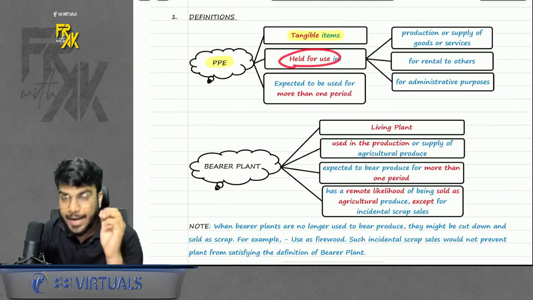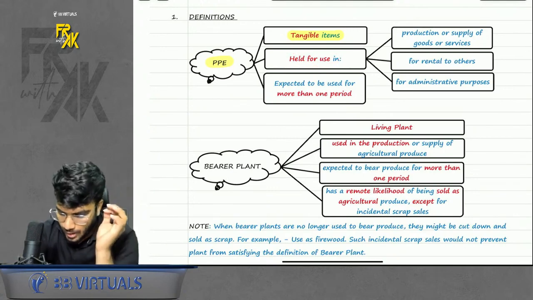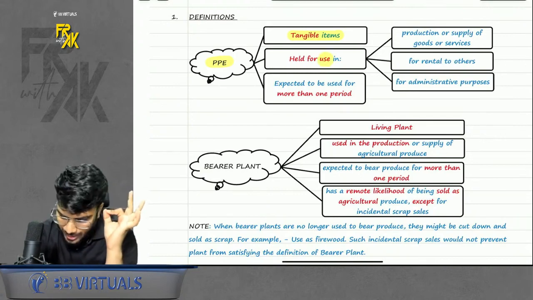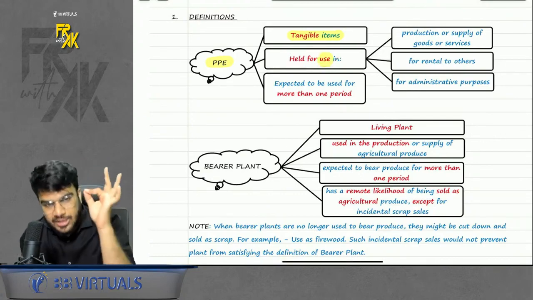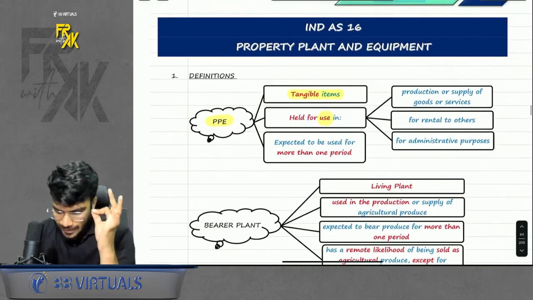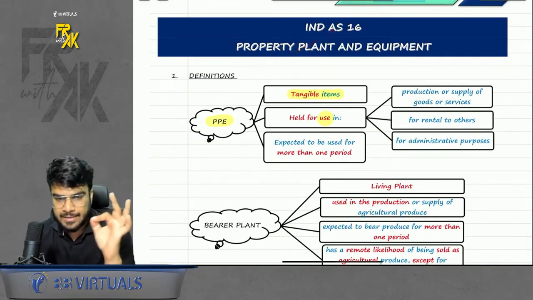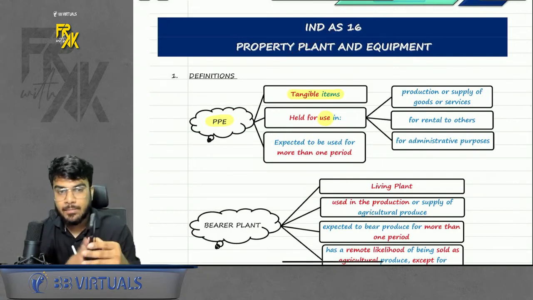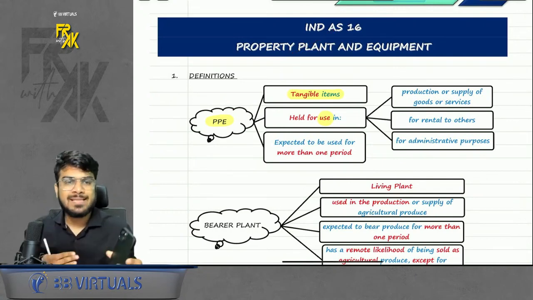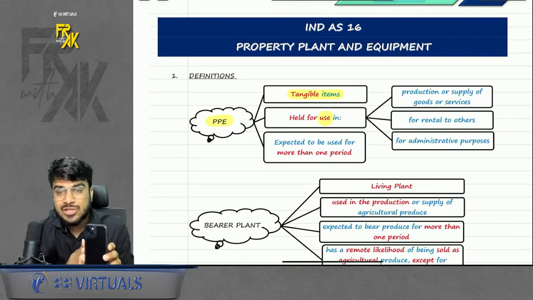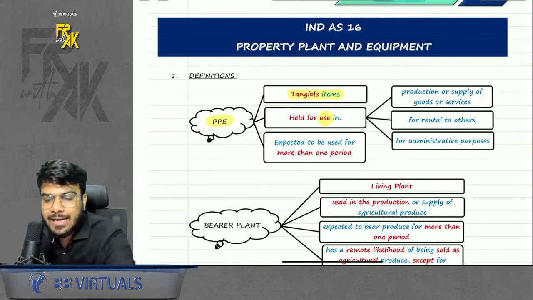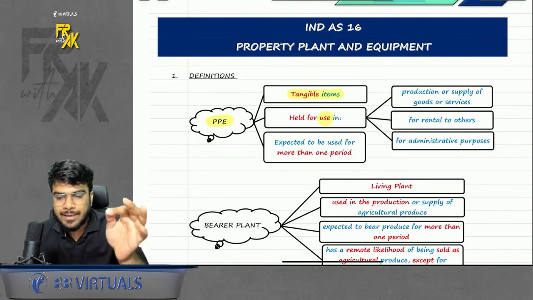The second point is held for use. What is the meaning of this? If you are going to use that product in your business, that is known as held for use, right? So if you are using it in your business, then only you will get covered under IND AS 16. Let's say, for example, I have a mobile phone. This is a tangible item, but selling this is my business. I am holding this not for using it, but for selling it. So if your intention is to sell it and it is your business, in that case, this will not be PPE for you.